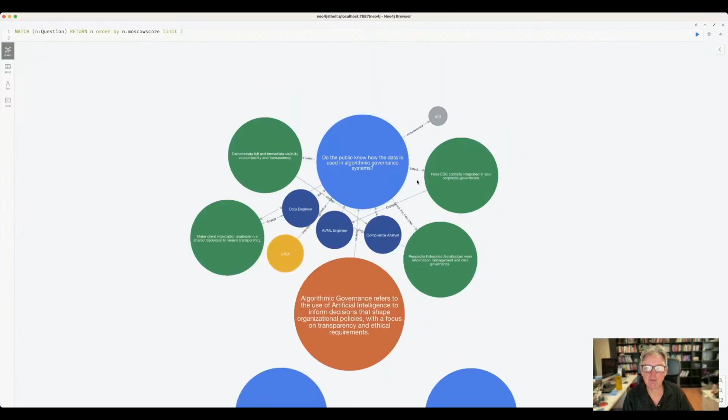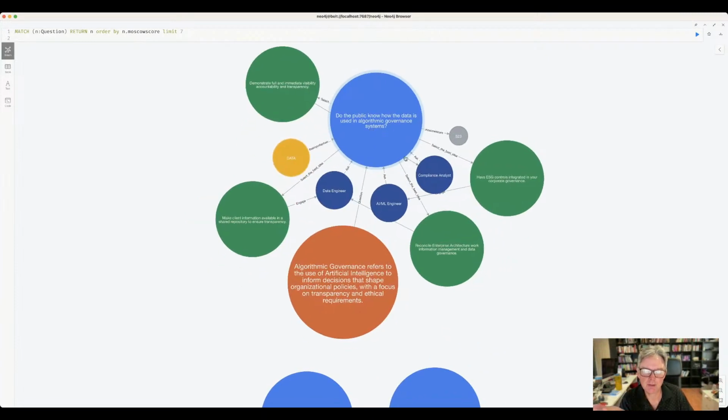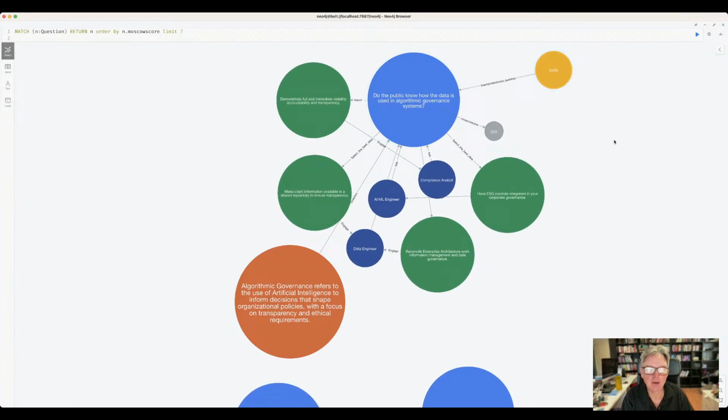Number 1, do the public know that data is used in algorithmic governance systems? So according to transparency, do people actually know that you're using that data? Privacy policies know that. Algorithmic governance, that's what it's related to, refers to the use of AI to inform decisions that shape organizations' policies with a focus on transparency and ethical requirements. That's what you're doing here. It's related to data, obviously.